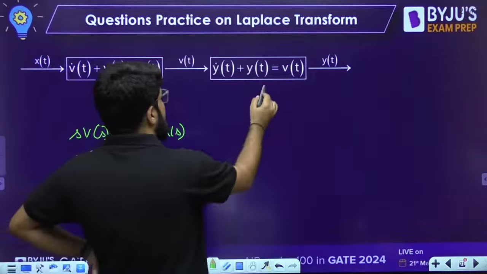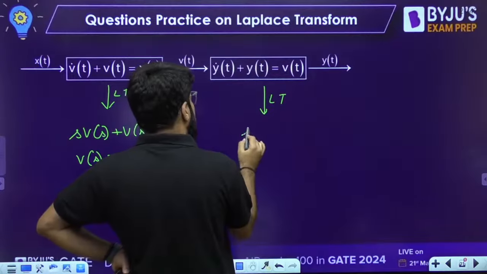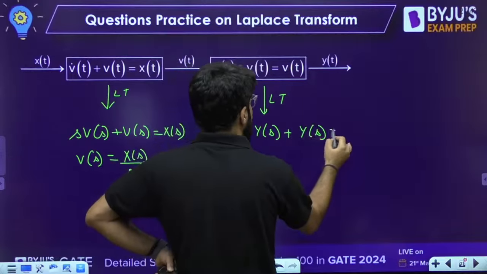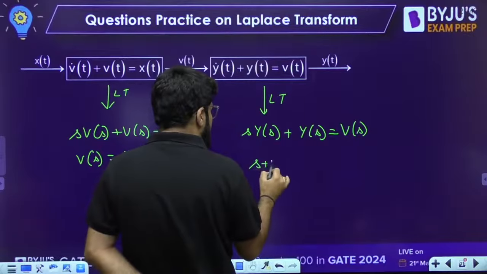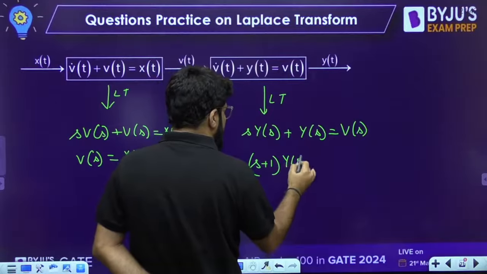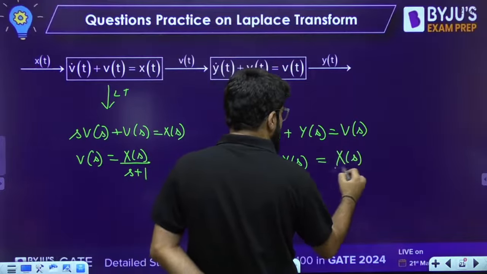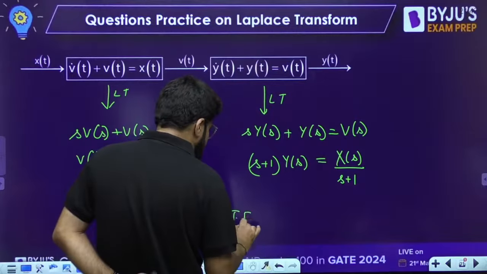Now let us come here and again convert this into Laplace transform. Y dot, that is dy by dt, gives s Ys plus Ys, is equal to Vs, the Laplace transform of vt. What is the value of Vs? Here again I'll take Ys common, and I'm left with s plus 1 is equal to Vs, where Vs is equal to Xs upon s plus 1. So what is the combined overall transfer function?